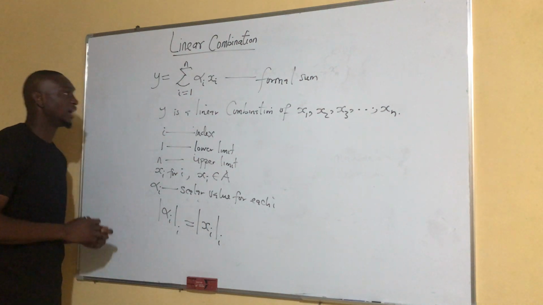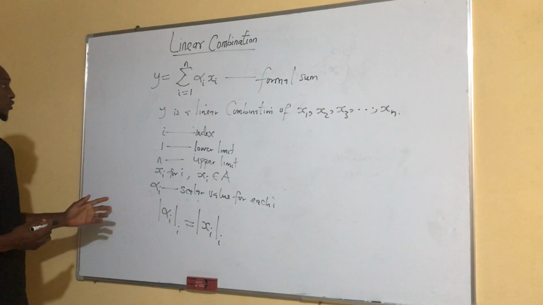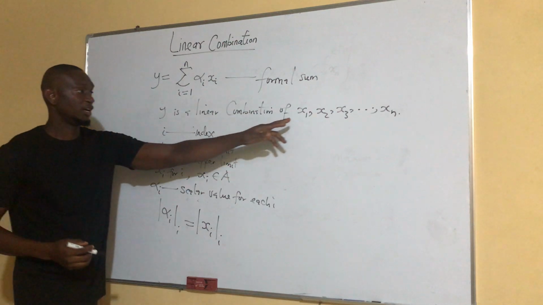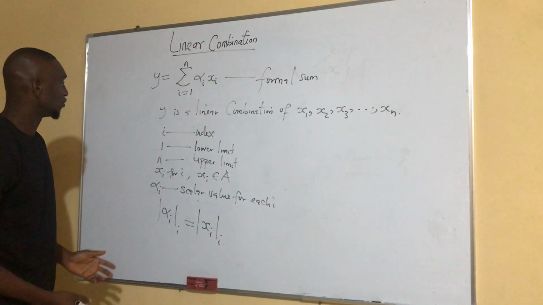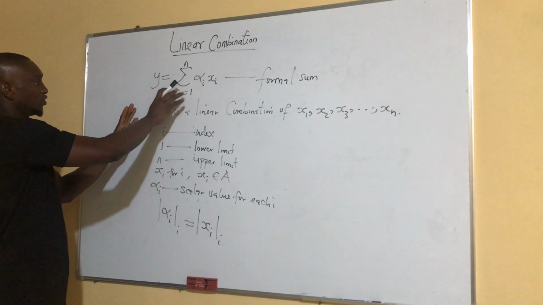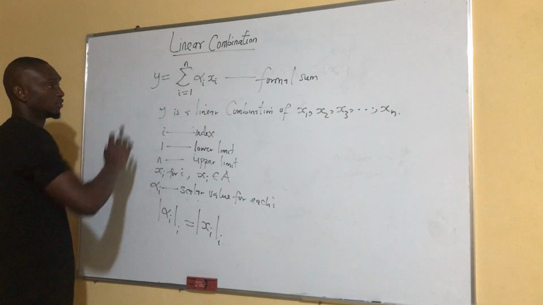Hence, y is a linear combination of x1, x2, x3 if there exists a scalar value such that y is equal to this particular sum.